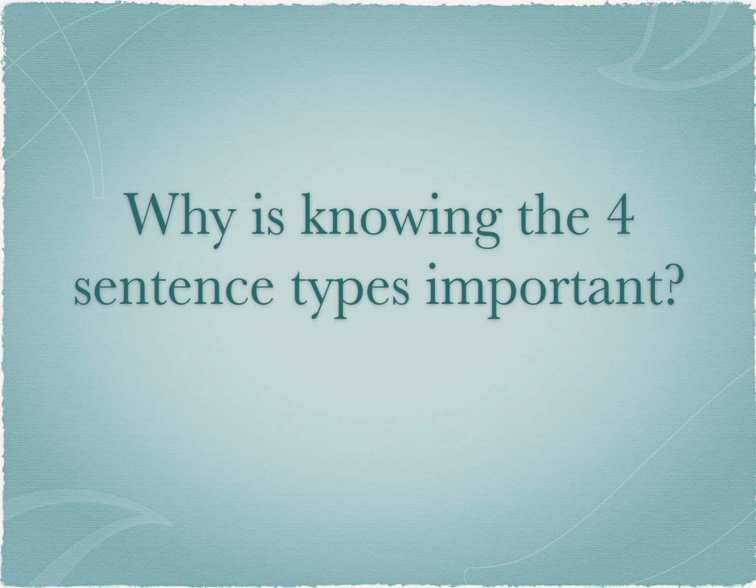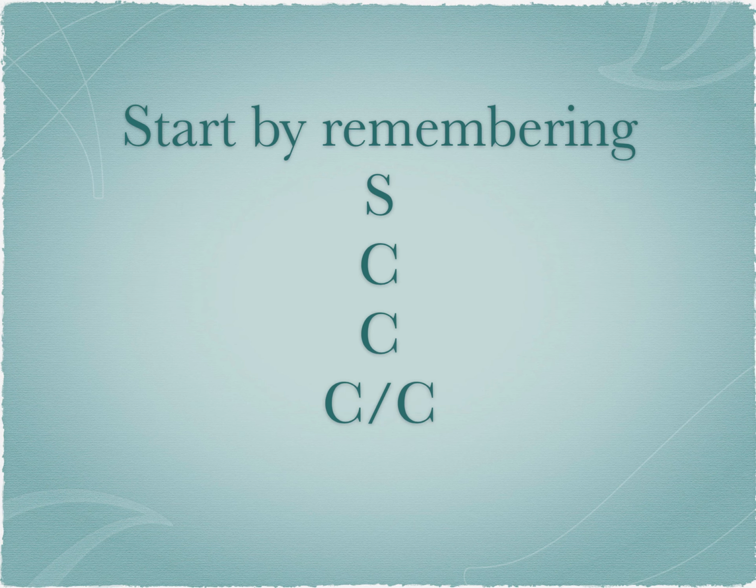So why is knowing the 4 sentence types important? Well, they're very important. They help you to understand much when you read, and they help you to become a better writer. Let's start by remembering the 4 types by thinking SCCCC. S for simple, C for compound, C for complex, and CC for compound complex.